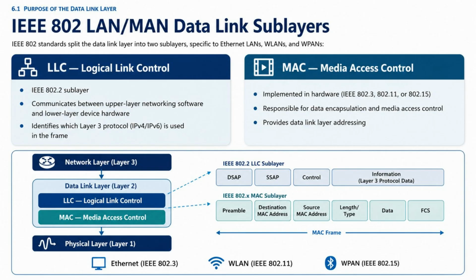IEEE 802 splits layer 2 into 2 sublayers, shown in the diagram. LLC, Logical Link Control, IEEE 802.2, sits between upper layer software and hardware, identifying which layer 3 protocol is in use. MAC, Media Access Control, is implemented in hardware itself. 802.3 for Ethernet, 802.11 for WLAN, 802.15 for WPAN, handling encapsulation and media access.